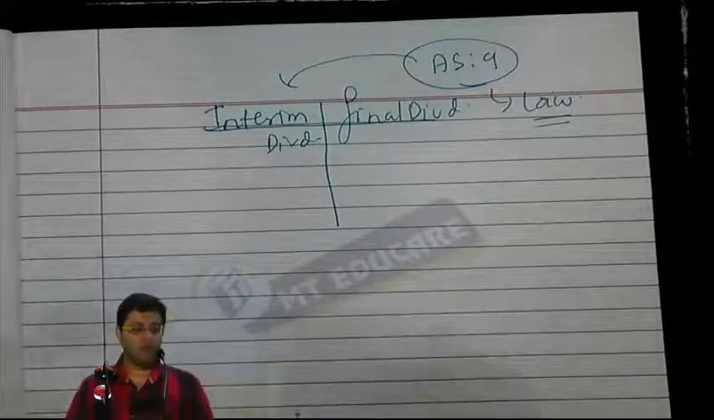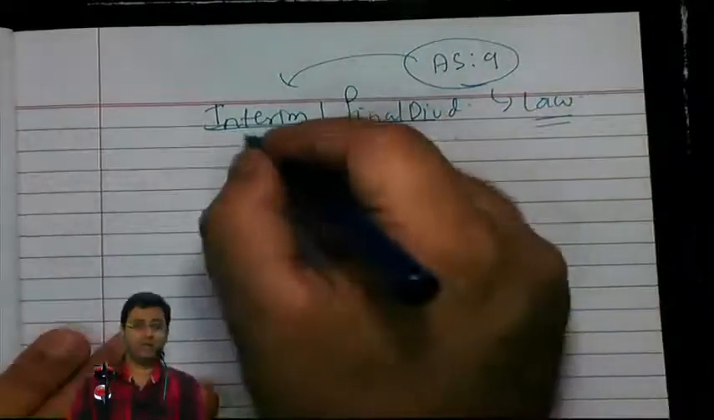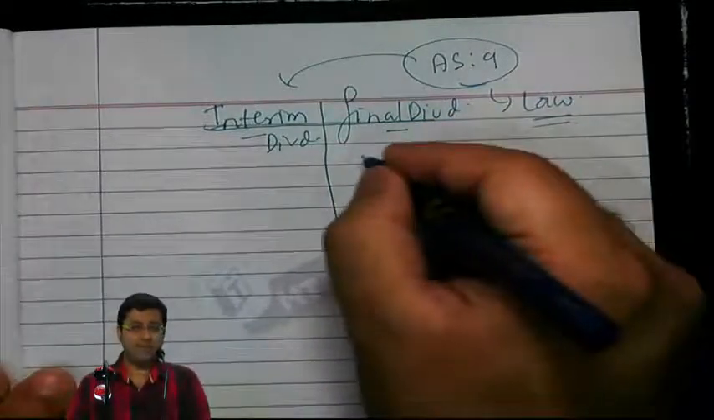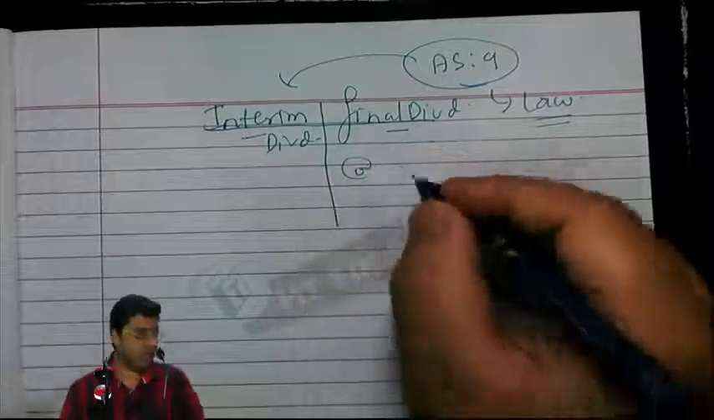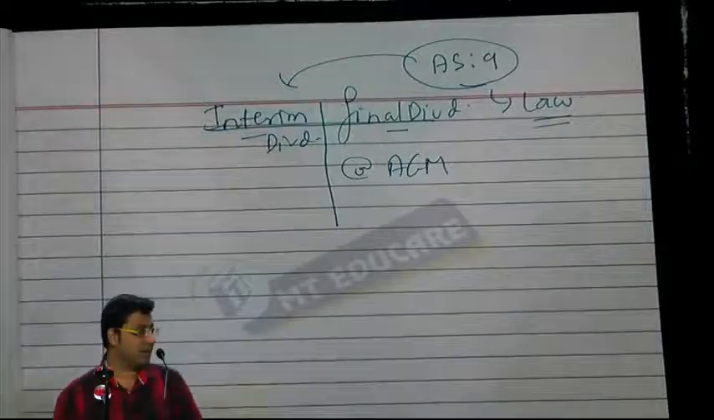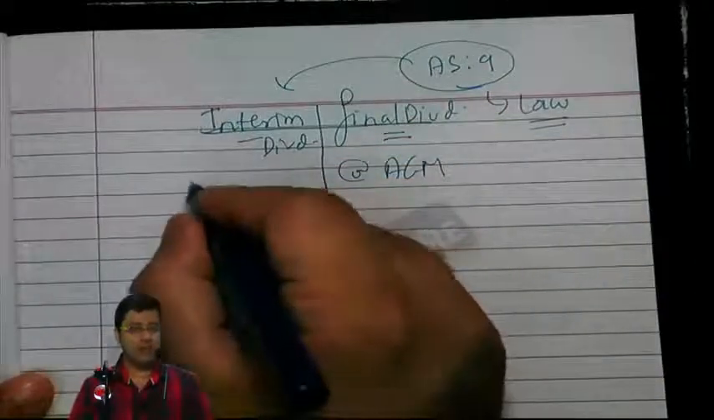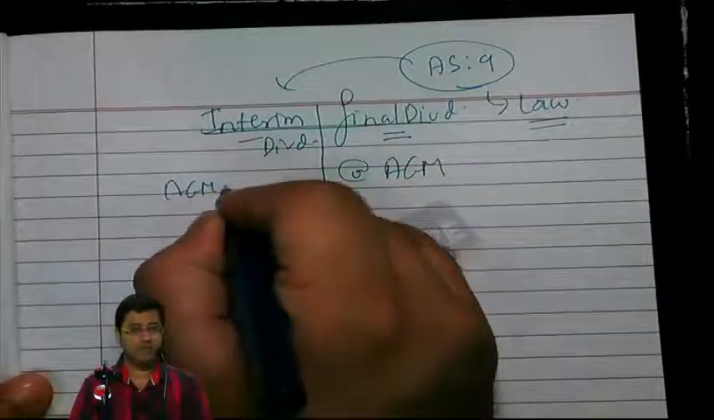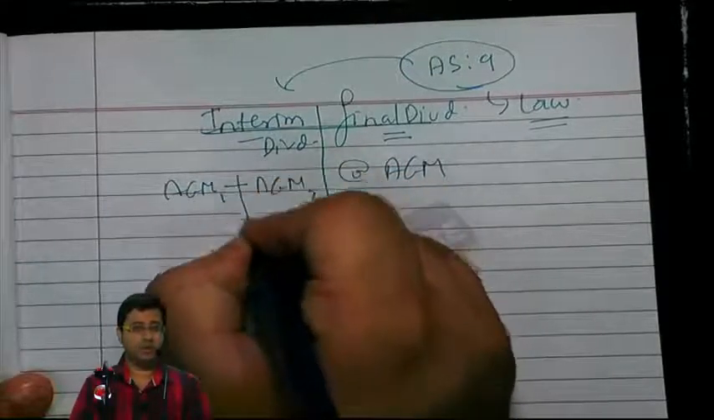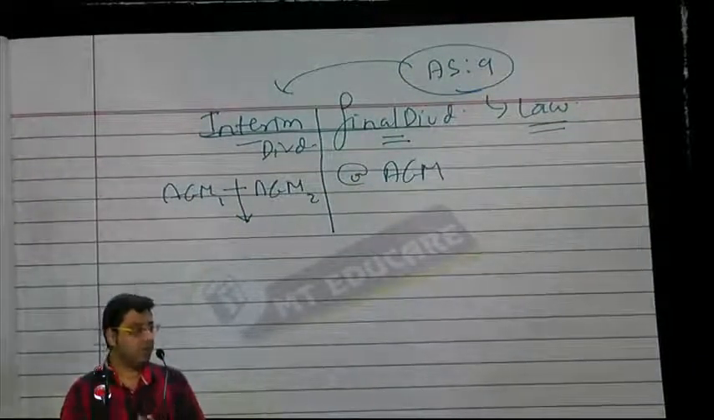So what is the meaning of the term dividend and how many types of dividends are there? Generally, dividends can be interim or final. The only difference is that if I pay dividend to the shareholder at the annual general meeting, then it is considered a final dividend. Whereas if I pay dividends to the shareholder between two annual general meetings, AGM 1 and AGM 2, in between, then it is considered an interim dividend. That's the only difference.